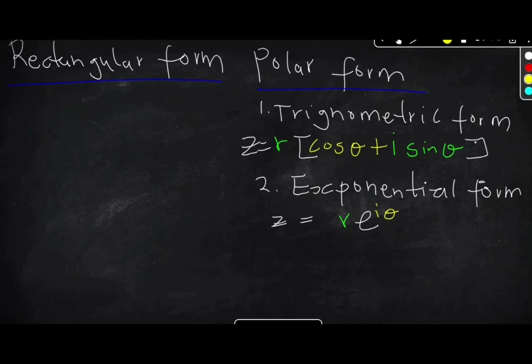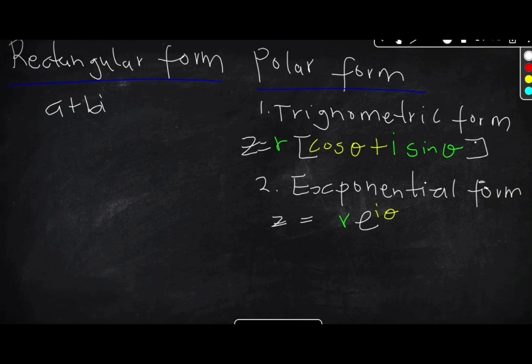Complex numbers can be represented in rectangular form, and they can also be presented in polar form. Rectangular form is a plus bi, and in polar form we have two categories: trigonometric form and exponential form. How do we convert from rectangular form to polar form?